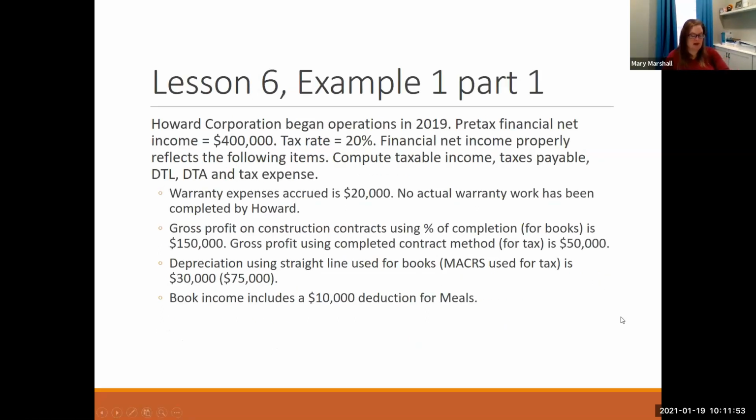So let's do some examples. I think that usually makes it a little easier than just listening to me talk about it. So Howard Corporation began operations in 2019. Pre-tax financial net income was $400,000 and their tax rate is 20%.